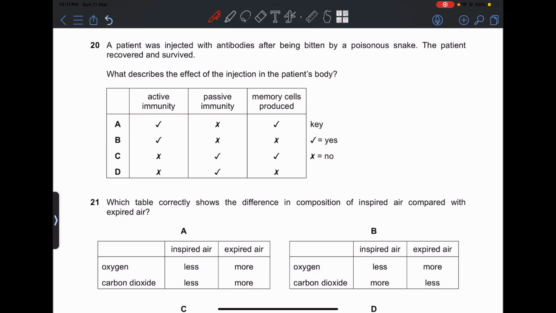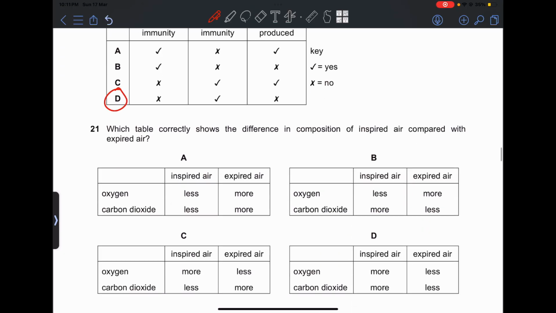This is just like the immunity from the mother when a baby is born. So passive immunity, and there's no memory cells produced, because memory cells are only produced when there is active immunity. So our answer is going to be D.